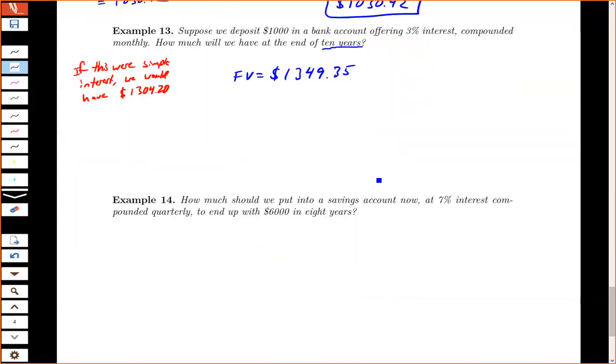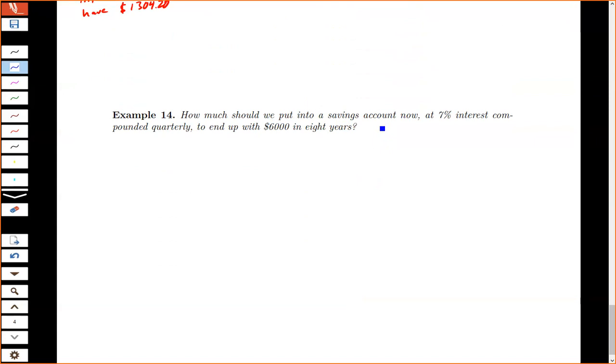Okay. All right, let's look at another one. How much should you put into a savings account now? So that's asking me how much to start with. Okay, so this is asking me to find P, or the present value. At 7% interest, so my interest rate is 0.07. Compounded quarterly, so N is 4. To end up with, so I want an ending amount A, or future value of $6,000 in 8 years.